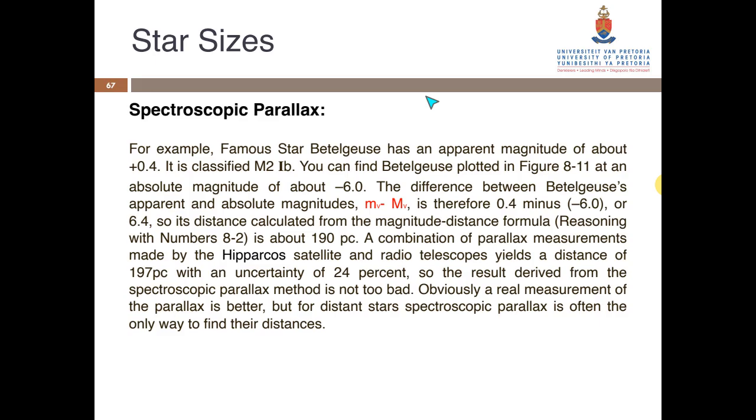A combination of parallax measurements made by the Hipparcos satellite and radio telescopes yields a distance of 197 parsecs with an uncertainty of 24%. So the result derived from the spectroscopic parallax method is not too bad. Obviously, a real measurement of the parallax is better, but for distant stars, spectroscopic parallax is often the only way to find their distances.